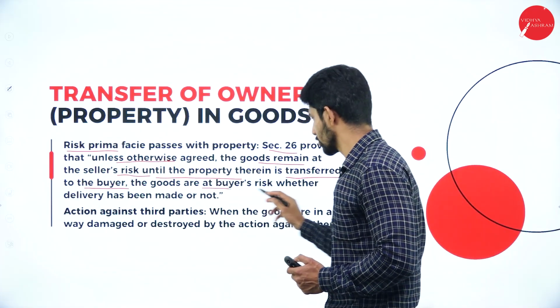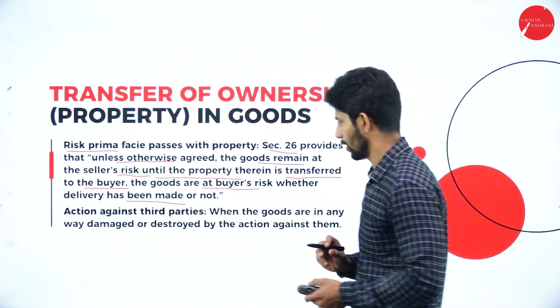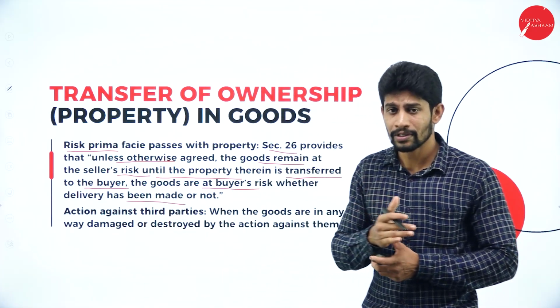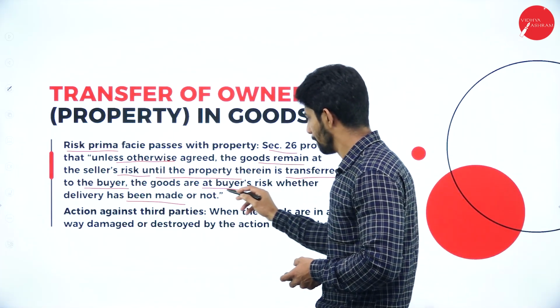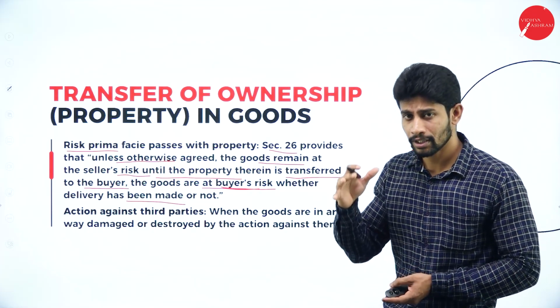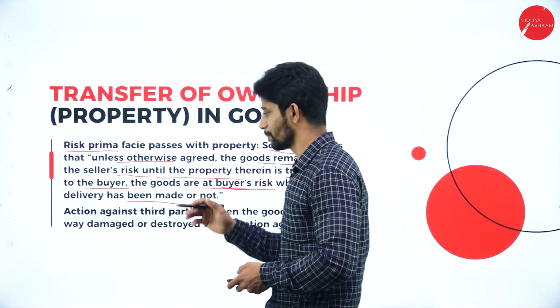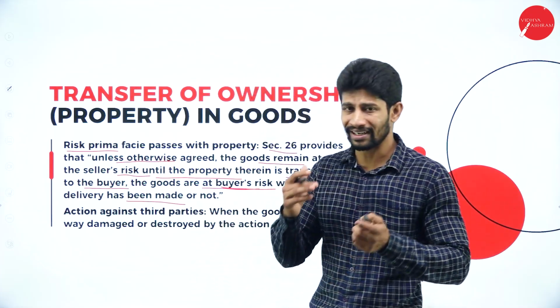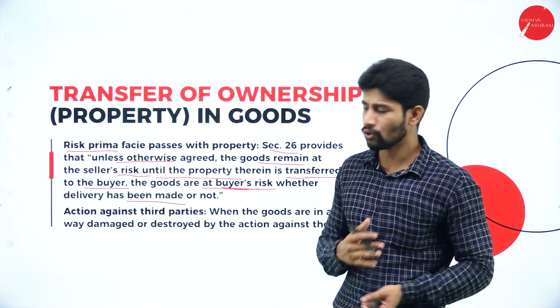The goods are at buyer's risk whether delivery has been made or not. Once the goods are transferred or the transportation takes place, the buyer will have the risk or the responsibility of the goods. That is called risk prima facie passes with property. That means how the risk passes from one person to another about the goods.